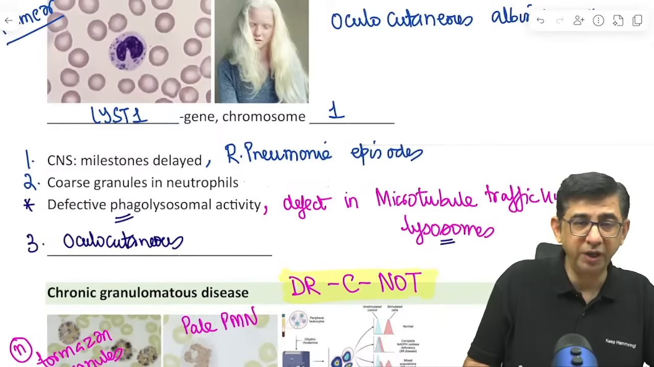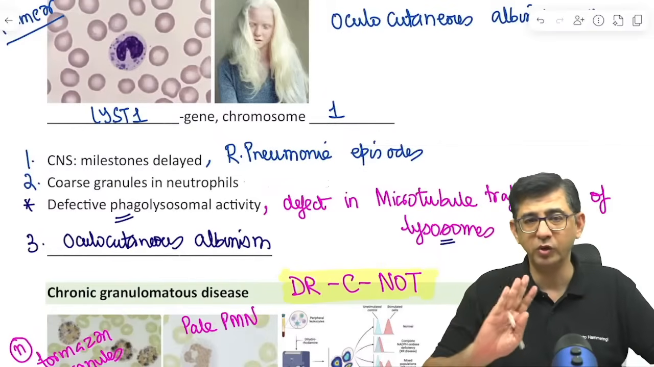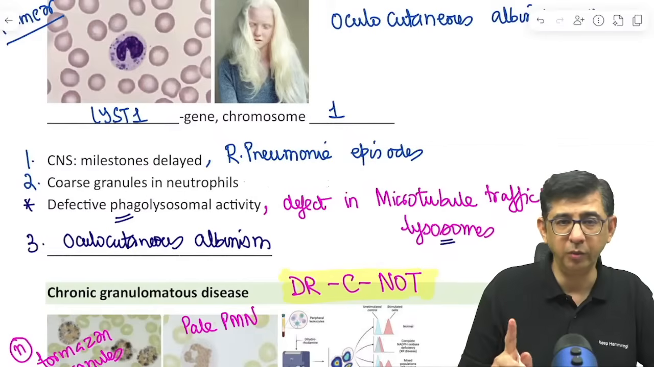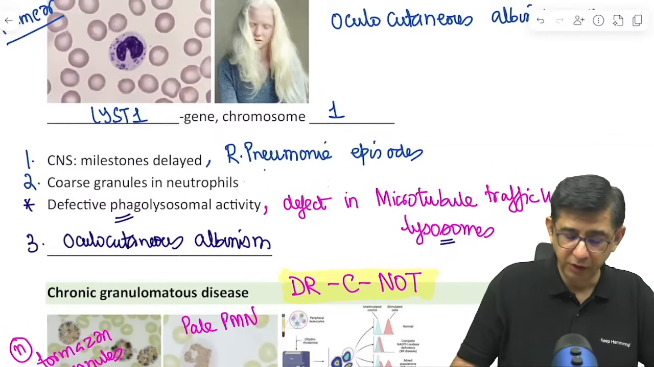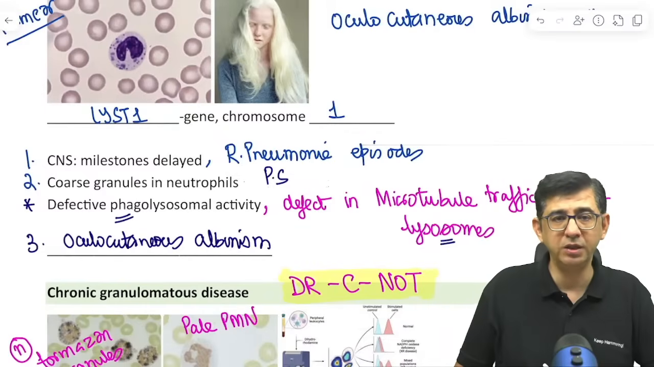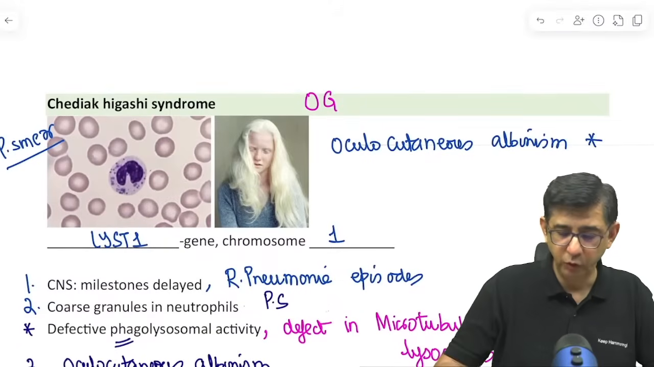Let us do a quick recap of Chediak-Higashi syndrome. One is those general questions where he will just ask what is the gene and what is the chromosome. That is easy. Then how will the clinical question be? The clinical question will say recurrent pneumonia, delayed milestones, peripheral smear shows presence of coarse granules in the neutrophils, and the patient is having oculocutaneous albinism. So you have to remember OG: oculocutaneous albinism and giant granules.